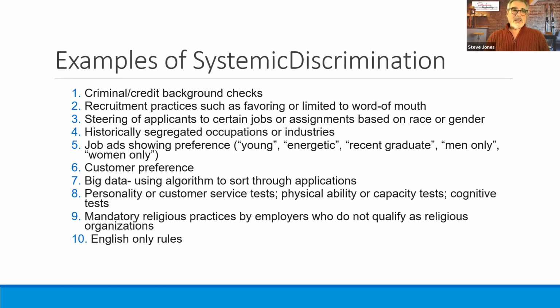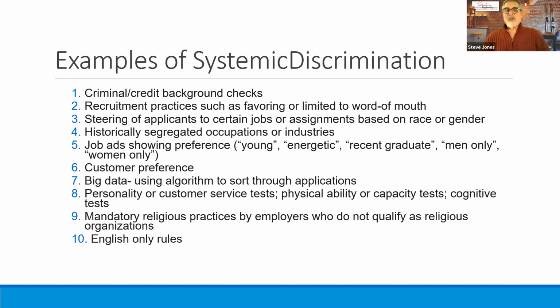And so that would be discriminating against people because of their financial status, or maybe their financial status might come from some other area that is a protected area. But criminal background checks and credit checks are often tied to things like age, status and so on. Recruitment practices such as favoring or limiting to word of mouth. So if you only hire people that are referred to you by word of mouth from your existing employees, it's pretty much saying, well, I want more people just like them.